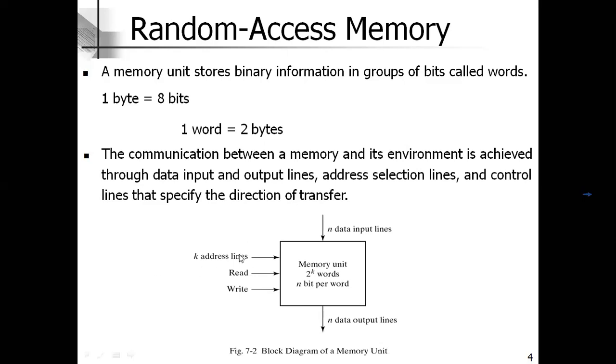So here we have k address lines, which specify which word you have to choose among the many available words. So k address lines means you have to specify which word to choose among the many words. Here the memory unit has 2 power k words. We have to choose only n bits per word.